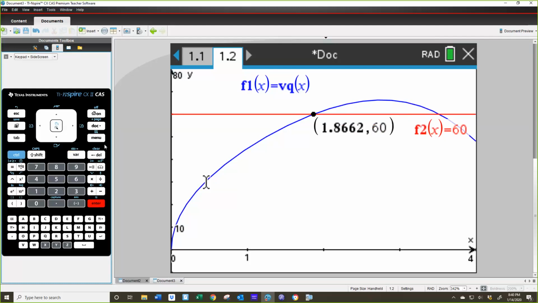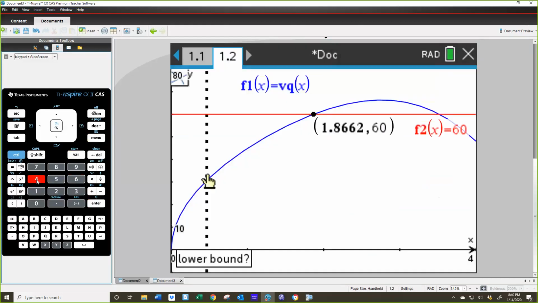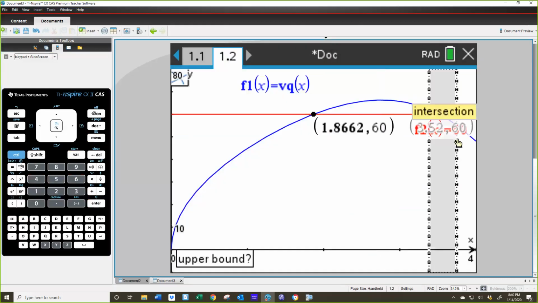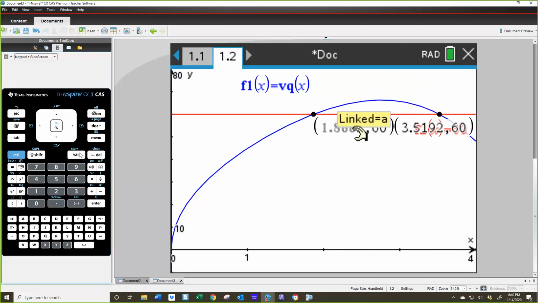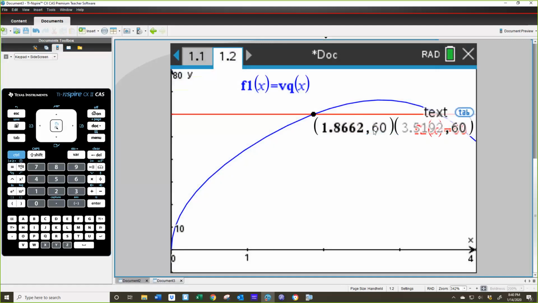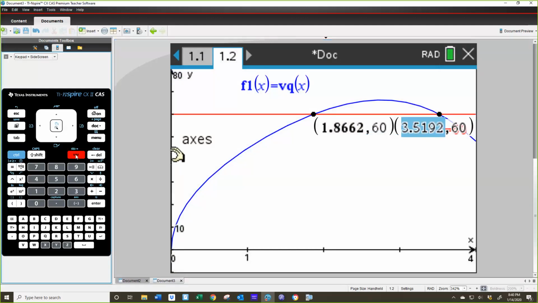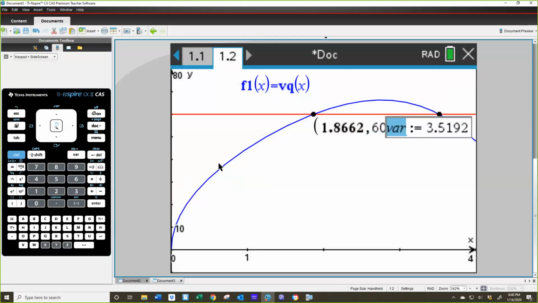Likewise with the other point of intersection, so let's find it very quickly here. So we want to analyze graphs, and we want to find the intersection point. We need a lower bound, upper bound, hover over, although the hovering is not absolutely necessary, and additional decimal points on this screen. It is for the students to record the answers. So if I click here and just press the variable button instead of the control variables, you'll see that you get the option to store. So I would probably name this one B, enter.